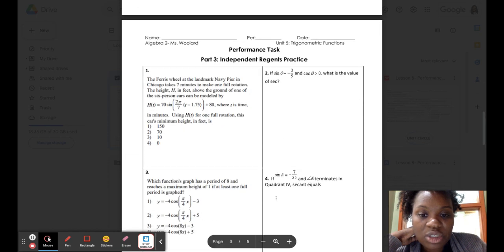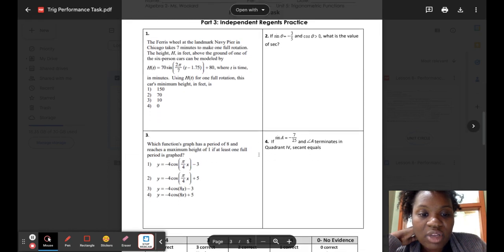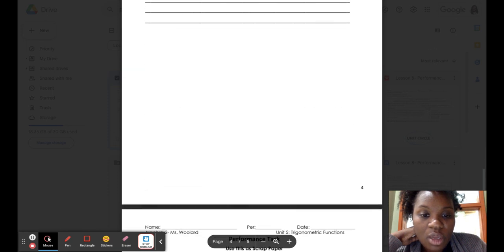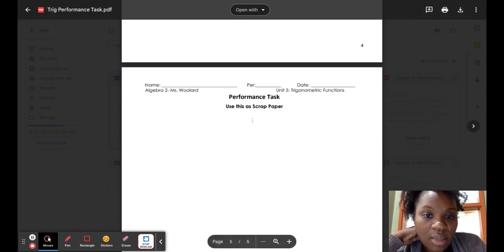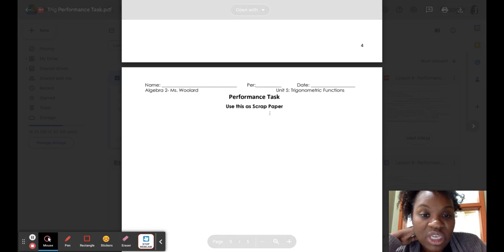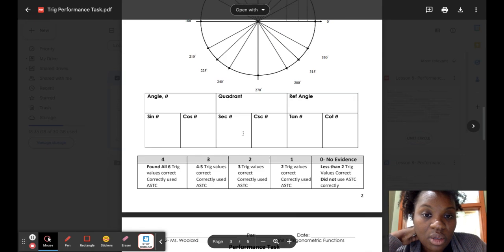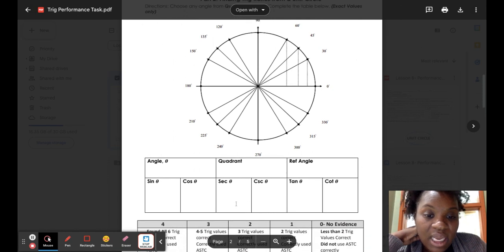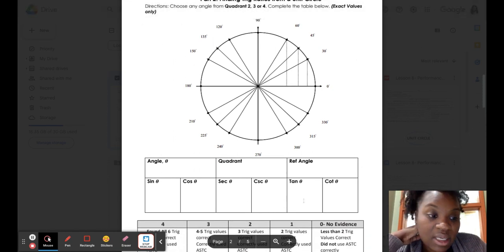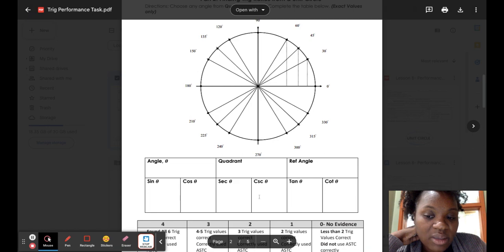All right, and the last one is just some Regents practice problems. I really need to see all the work. So on this last page is some scrap. If you choose not to use the scrap page, that's fine, but give me a separate page with all the work that you show. If you used work to find the secant, I need to see it. If you use work to find the tangent, I need to see it. I'm not accepting it without seeing the work.